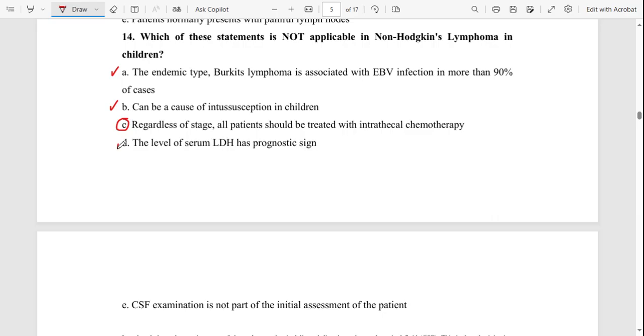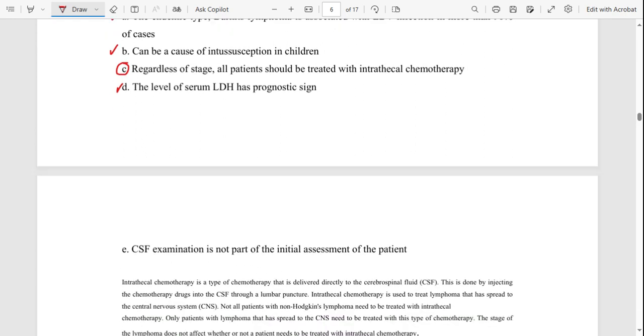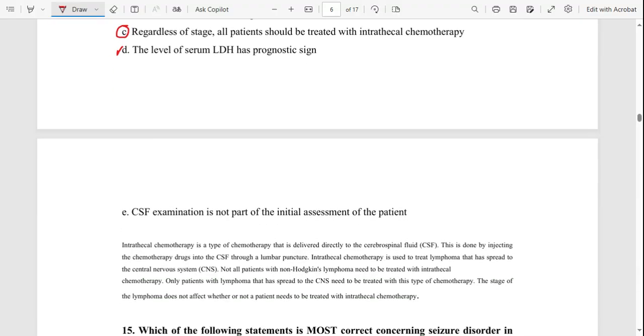These are the things that determine the prognosis. So this is true. And then E is saying CSF exam is not part of the initial assessment. CSF exam is actually part of the initial assessment. Very important, because you want to make sure you rule out CNS involvement. Okay, so the answer in this case is going to be C.